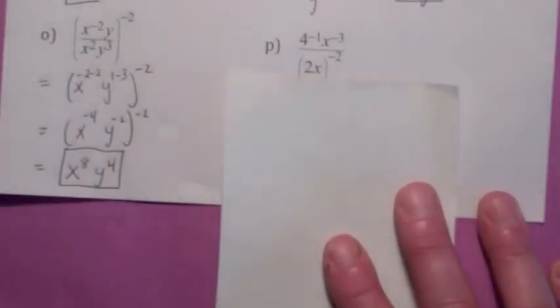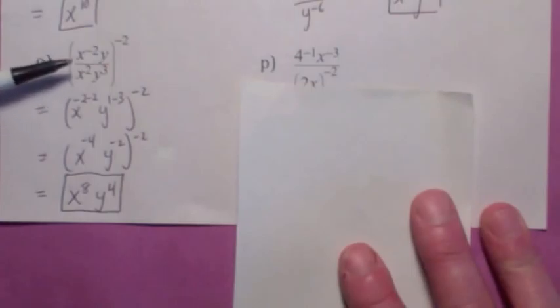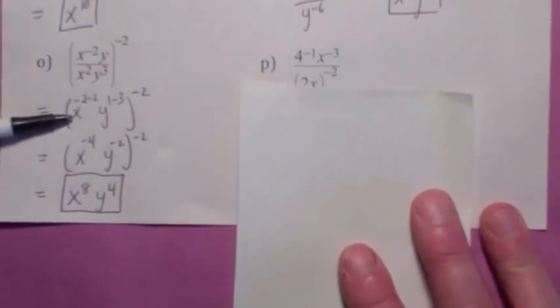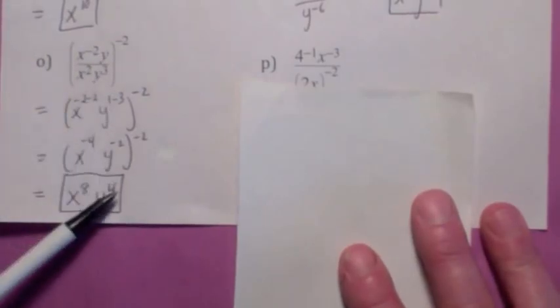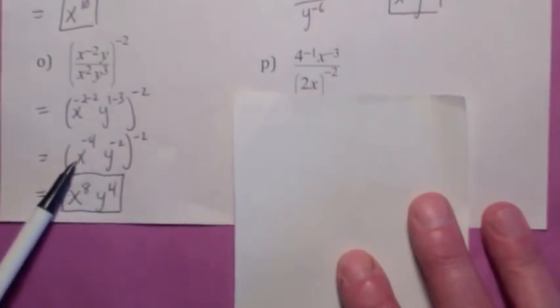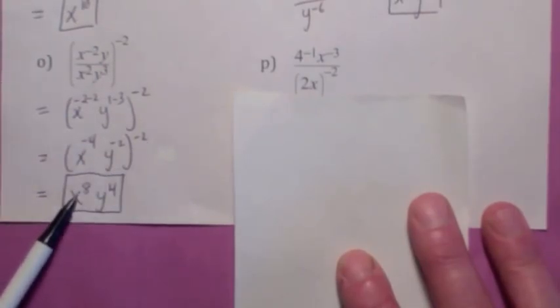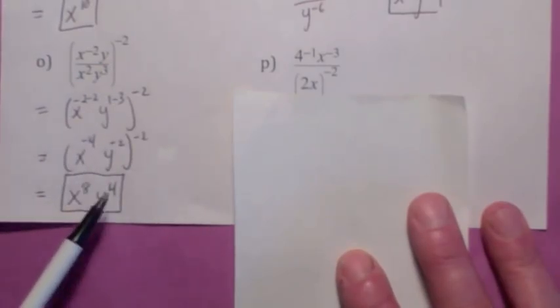Okay, on the first one, my strategy would be to simplify inside the parentheses. So you could subtract the exponents. You get x to the negative 2 minus 2, becomes x to the negative 4th. This becomes y to the 1 minus 3, becomes y to the negative 2. Now when you raise each one to the negative 2 power, what's x to the negative 4th to the negative 2? You should get x to the 8th. What's y to the negative 2 to the negative 2? You should get y to the 4th.